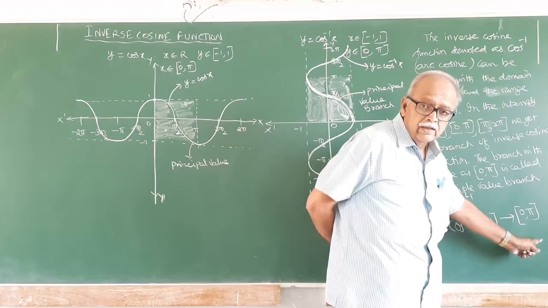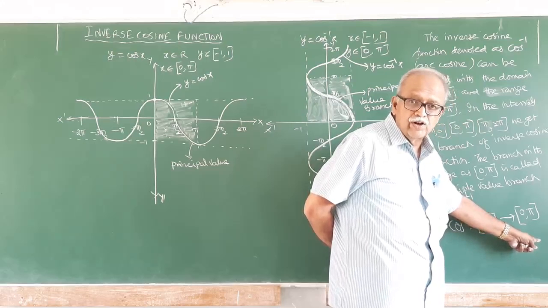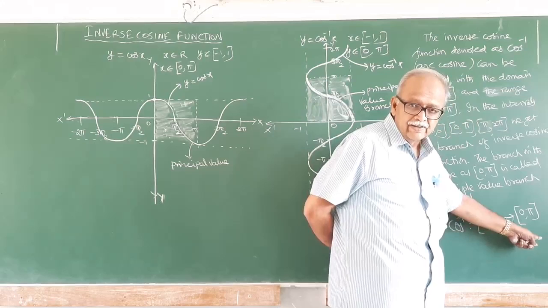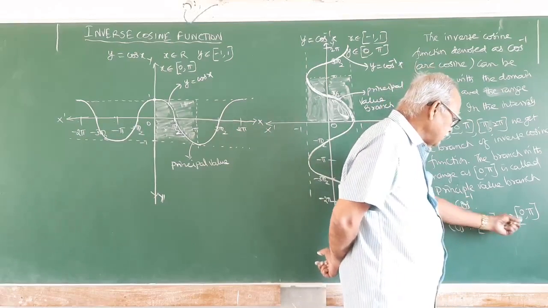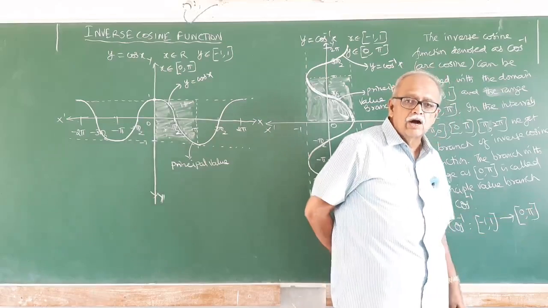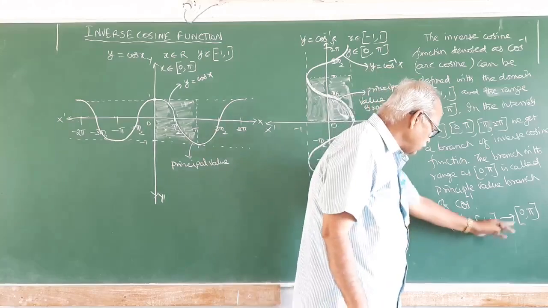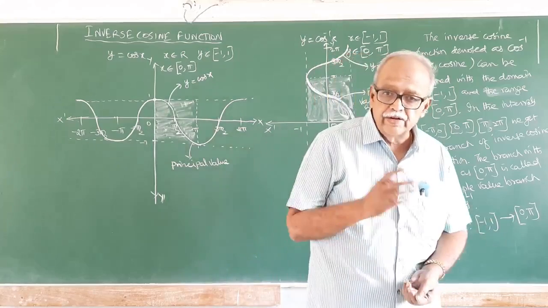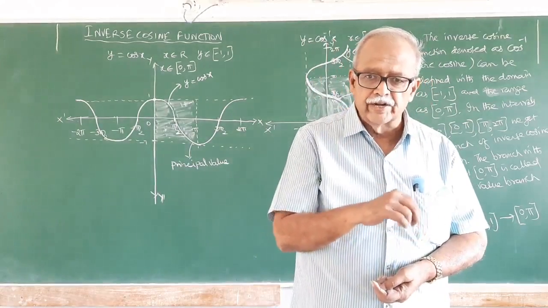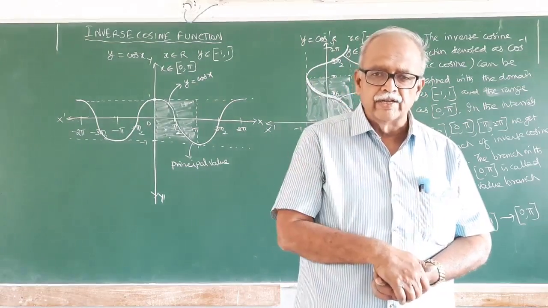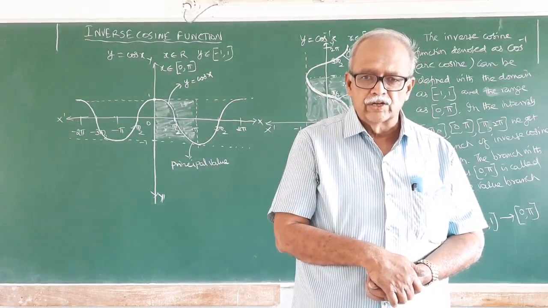Whenever the range is the codomain set, then it is an onto function. So the range of cos inverse is 0 to pi, so it becomes one-to-one and onto. So this cos inverse function is also a bijective function. If a function is bijective, its inverse is also bijective. That is from the definitions of inverse functions.